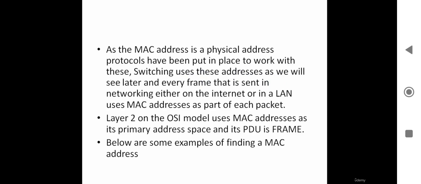Okay, so as the MAC address is a physical address, protocols have been put into place to work with these. Switching uses these addresses, and we will see later in the courses that every frame that is sent in the network, whether it's going out on the internet or in the private LAN, uses a MAC address as part of each packet. Layer 2 on the OSI model uses MAC addresses as its primary address space, and this PDU is known as a frame. What we're going to do is show a couple of examples below of how you can actually find the MAC address.